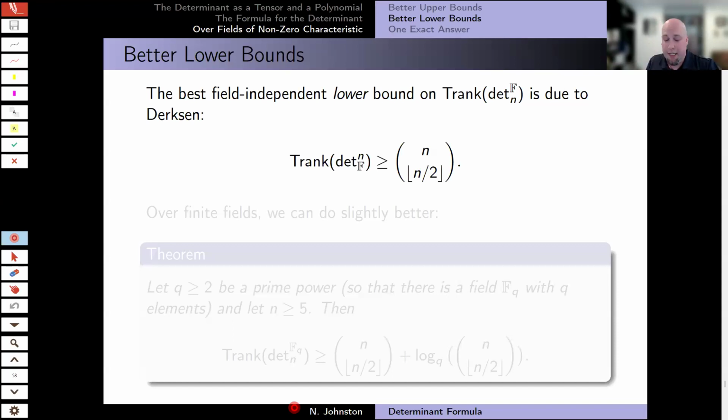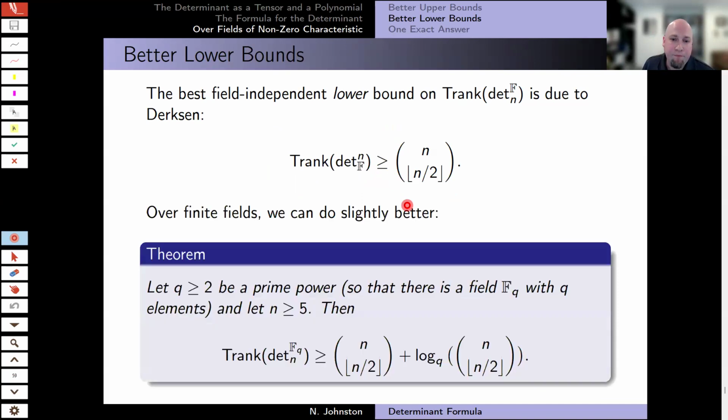Again, this is also due to Harm Dirksen. He showed that the tensor rank of the determinant, in any field, is always exponentially large. It's bigger than or equal to n choose n/2. So we don't expect a sub-exponential upper bound in any of these cases. We only expect marginal improvements in that sense. But we can do a little bit better. We're still not honed in completely. At least we can do a little bit better in the field of non-zero characteristic case.